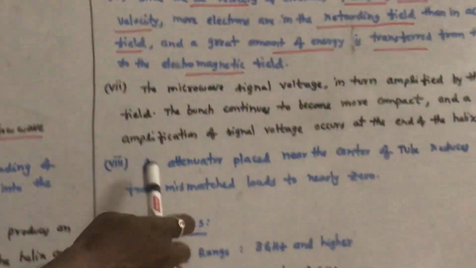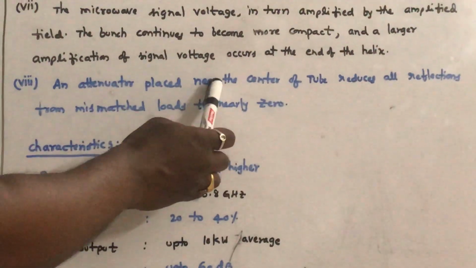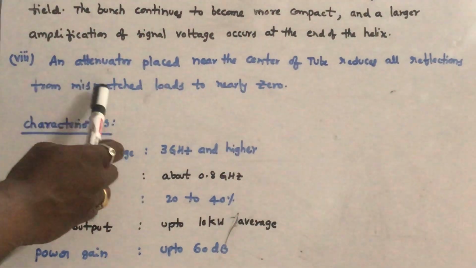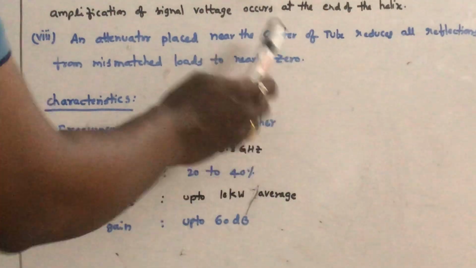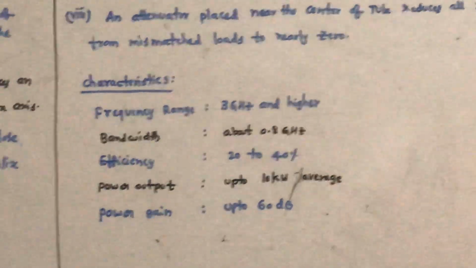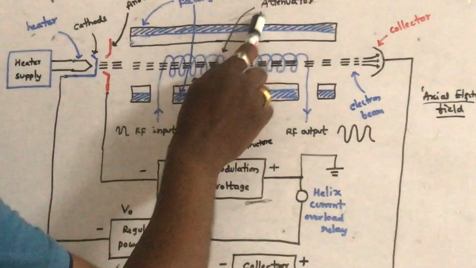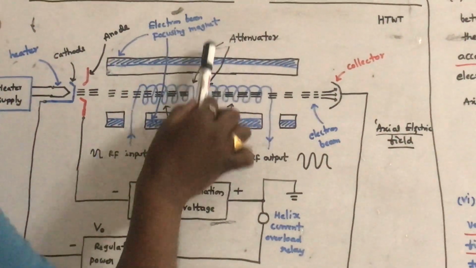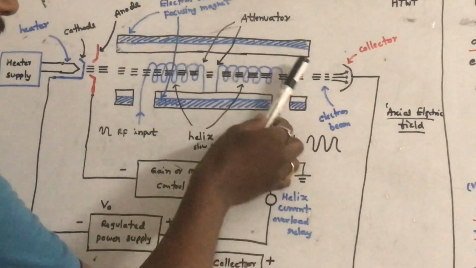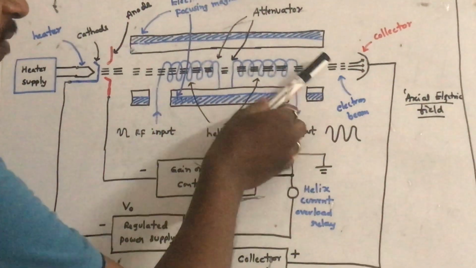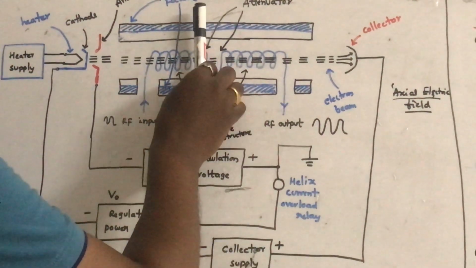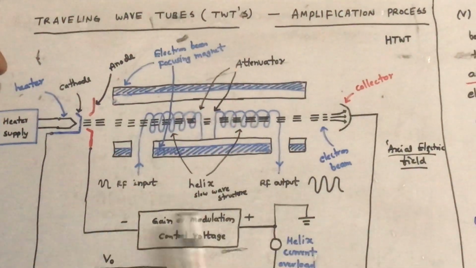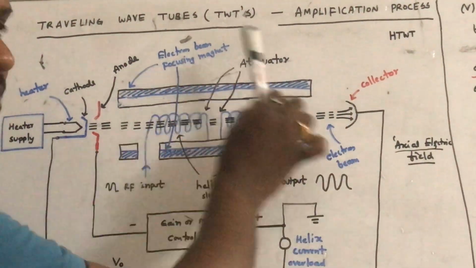Now finally, an attenuator placed near the center of the tube reduces all reflections from mismatched loads to nearly zero. You can see in this diagram that an attenuator is placed at the center of the helical tube. The purpose of this attenuator is to minimize reflections. If there are any reflections, they are minimized to zero with the help of this attenuator. Basically, this structure is used as an amplifier, which provides very high gain.